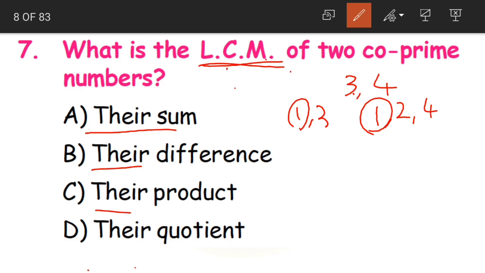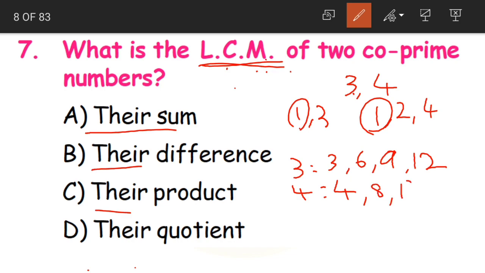Now LCM means what? The least common multiple. So let us write the multiples of 3 and 4. We have 3 ones are 3, 3 twos are 6, 3 threes are 9 and 3 fours are 12. And in 4 we have 4 ones are 4, 4 twos are 8, 4 threes are 12 and 4 fours are 16. Now if you see here, 12 is our common multiple, the least common multiple, the first common multiple.